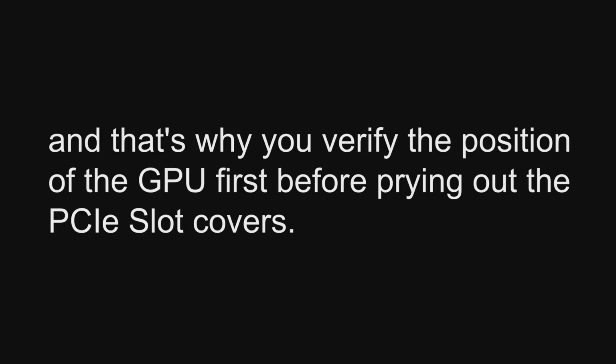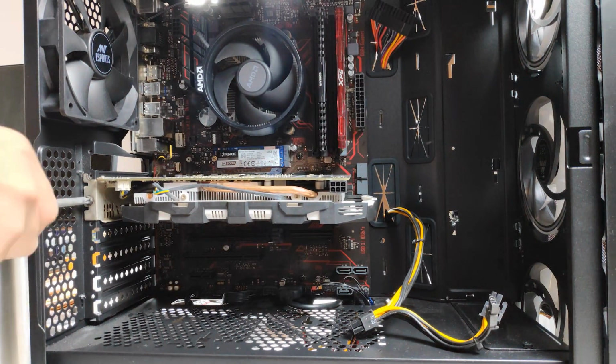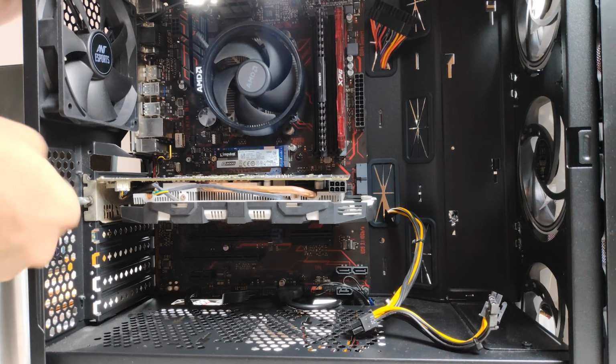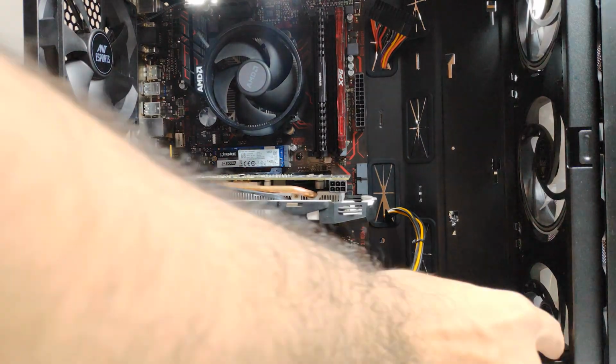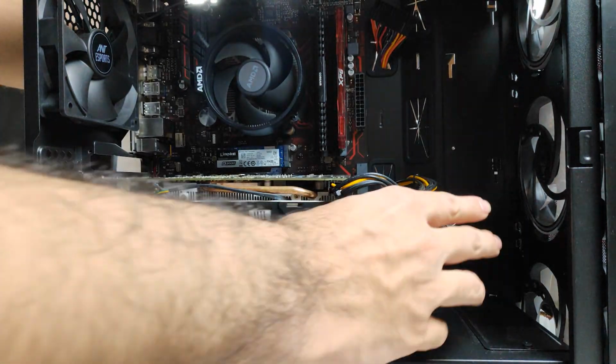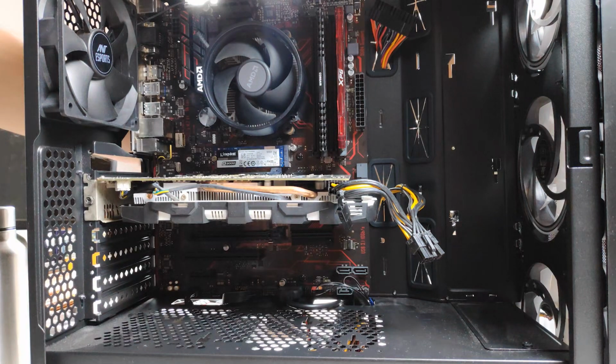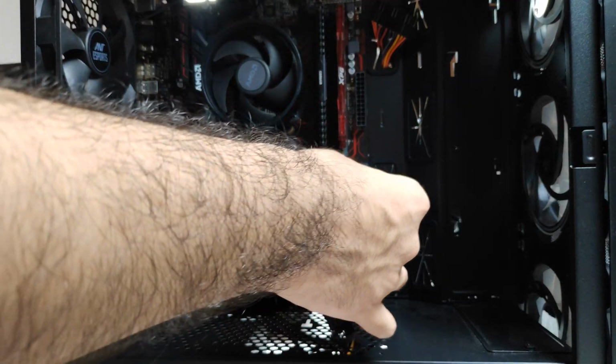And that's why you verify the position of the GPU first before prying out the PCI slot covers. Simply push the GPU onto the slot and you'll hear a click sound when a latch locks onto the GPU. Then screw this onto the case so that the board does not have to carry the entire weight of the GPU on its PCI slot. Once mounted, plug in the PCI Express 6+2 pin connector or the 8-pin connector to the GPU.